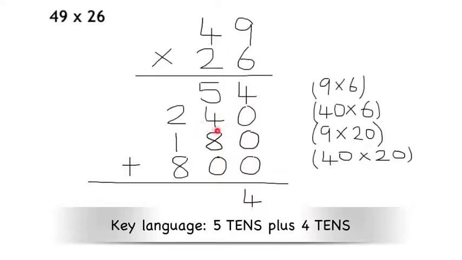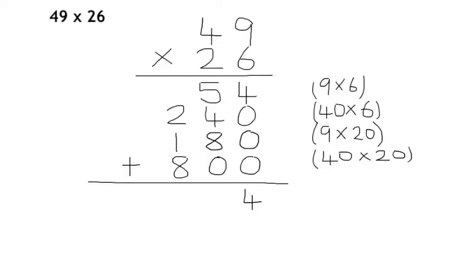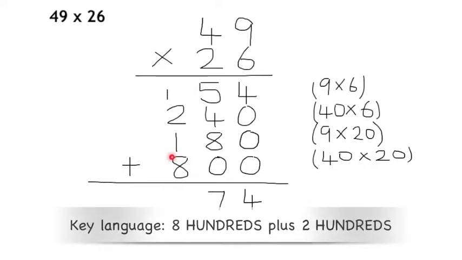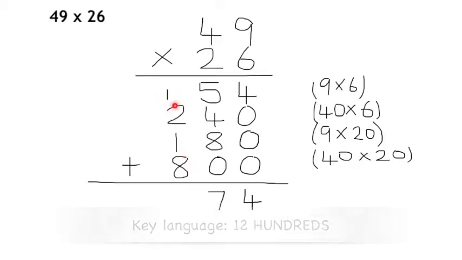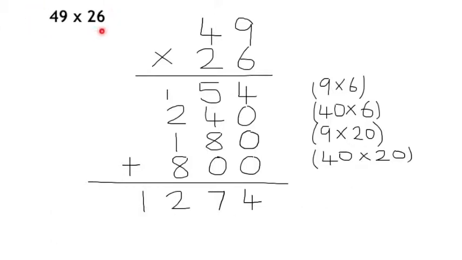5 tens plus 4 tens is 9 tens. Plus 8 more tens equals 17 tens. 17 tens is the same as 170. I write 7 down in the tens column and I carry over 100 into the hundreds column. 8 hundreds plus 2 hundreds is 10 hundreds. Plus 1 is 11 hundreds. Plus the 1 that has been carried over gives me 12 hundreds. My final answer for 49 multiplied by 26 is 1274.